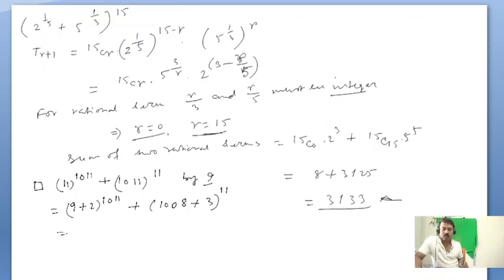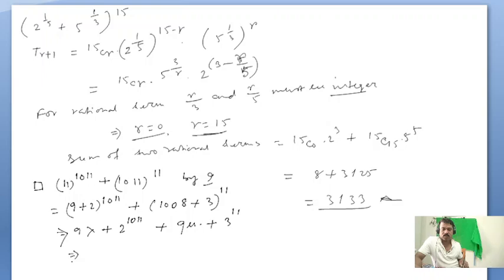So 9 lambda plus 9 lambda plus 2 to the power 1011 plus 9 mu plus 3 to the power 11.